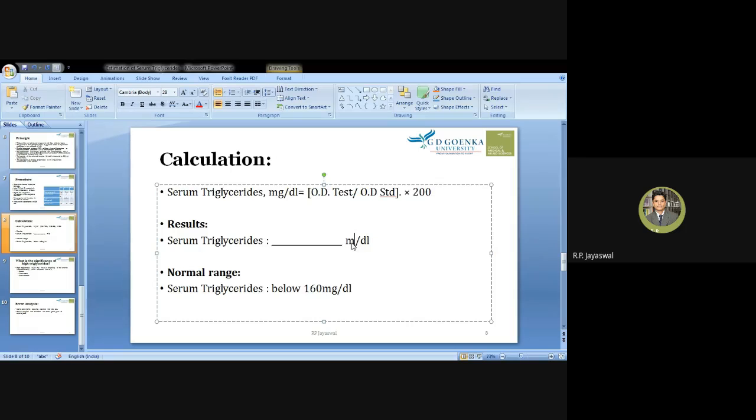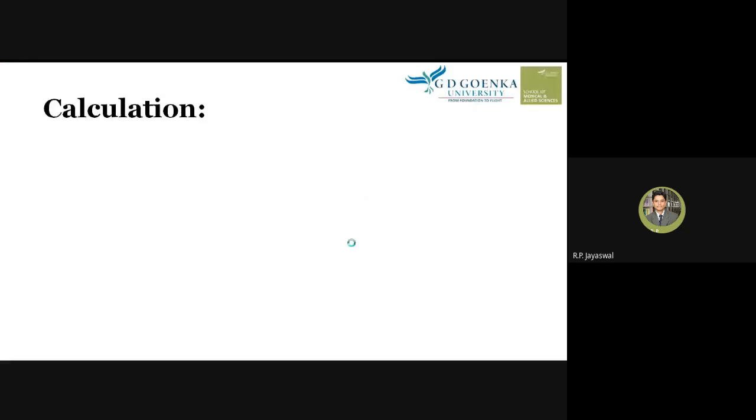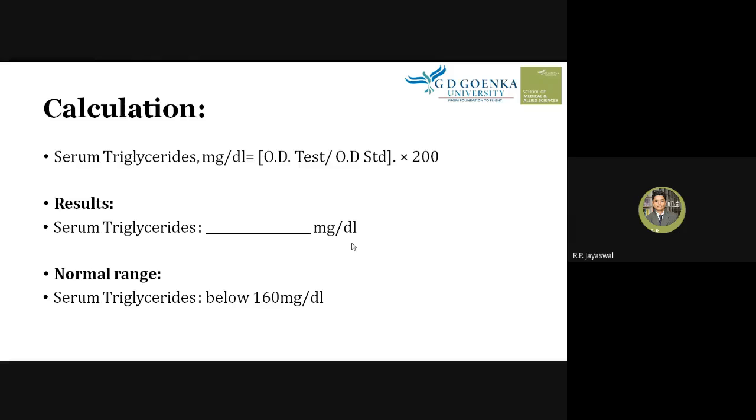Write the results for serum triglycerides in mg per dl. Always write the value in mg per dl. The normal range is that the serum triglyceride level is always below 150 or 160 mg per dl. It should be less than 160 mg per dl.